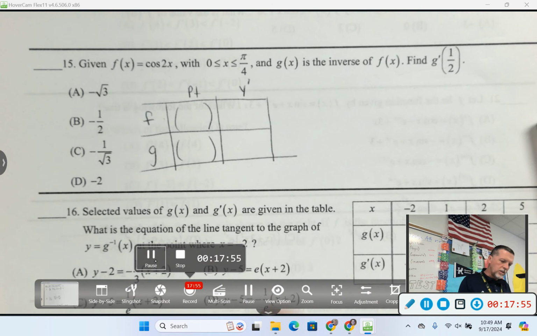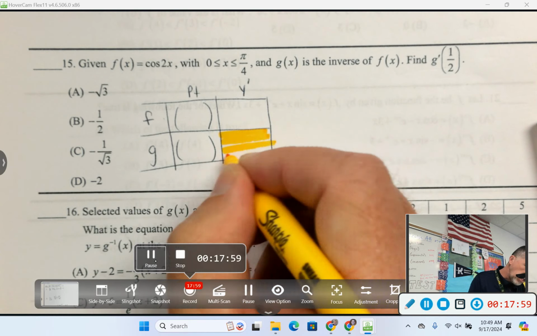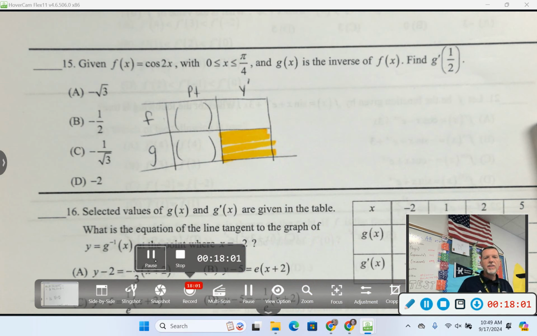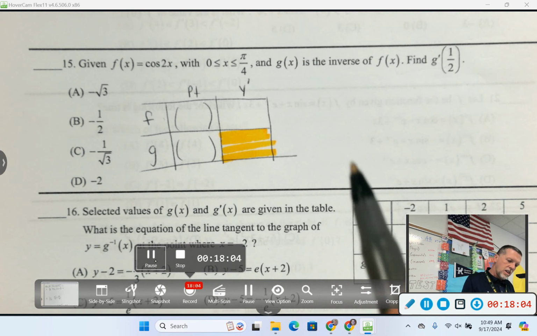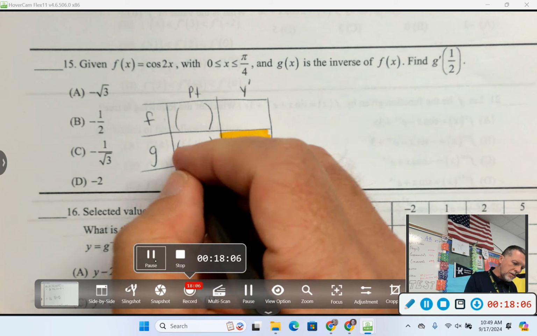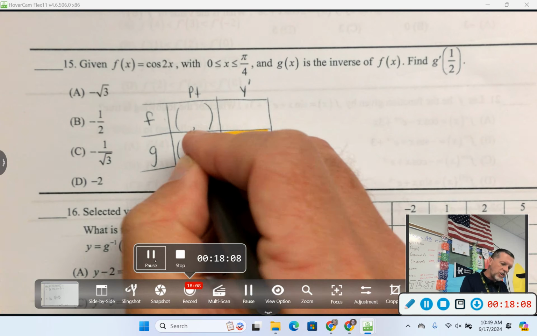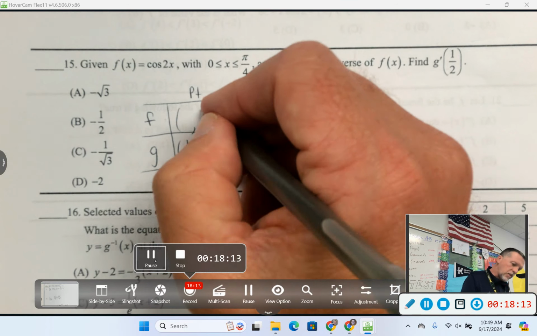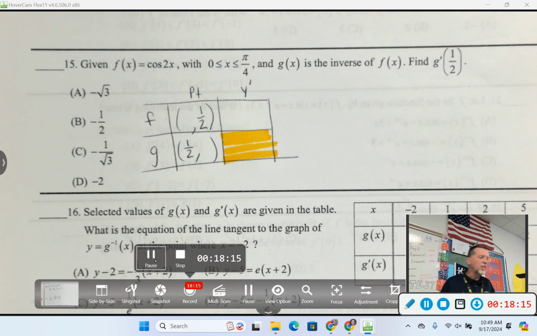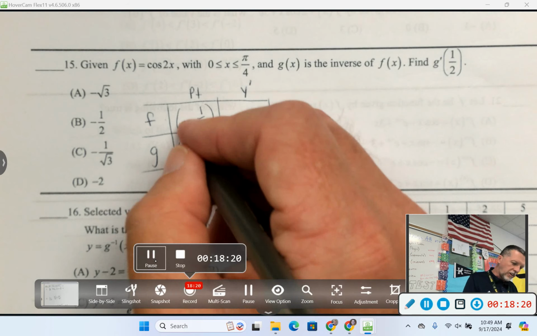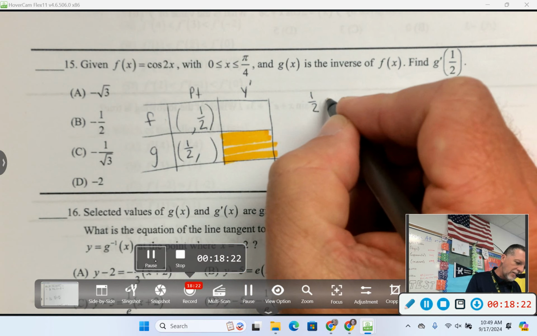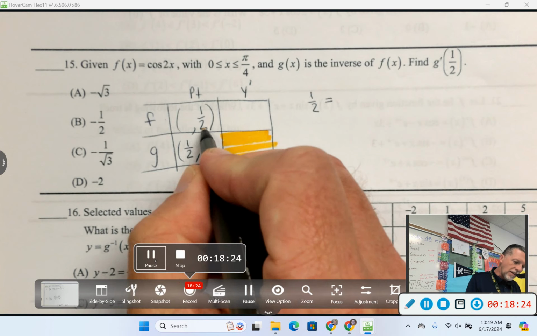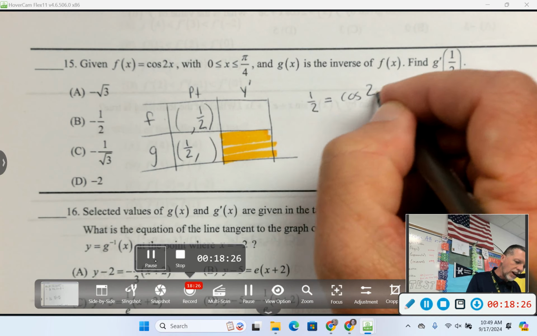Okay, so I want the derivative of g at 1/2. So there's the box I'm looking for. 1/2 right there means that's the x value for the g function, which means it's the y value for the f function, which means I need to figure out what the x value is. So 1/2 is the y value. So 1/2 equals cosine of 2x.